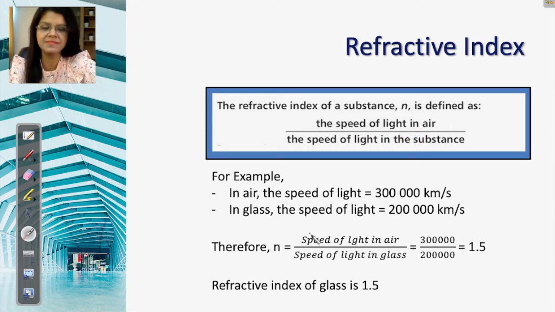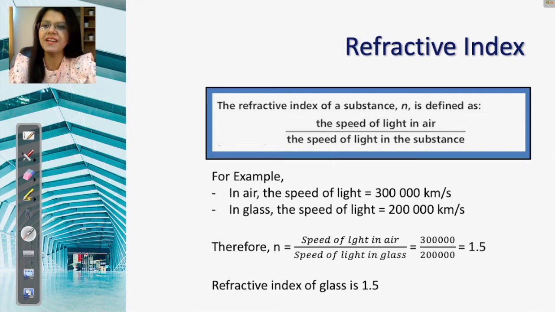So for example, in air, the speed of the light we know is 300,000 kilometers per second. If in glass, the speed of light we know is 200,000 kilometers per second. Therefore, the refractive index will be equal to the speed of the light in air over the speed of the light in glass. So, how much is the speed of the light in air? Substitute the values in the equation, you will find the refractive index of the glass.